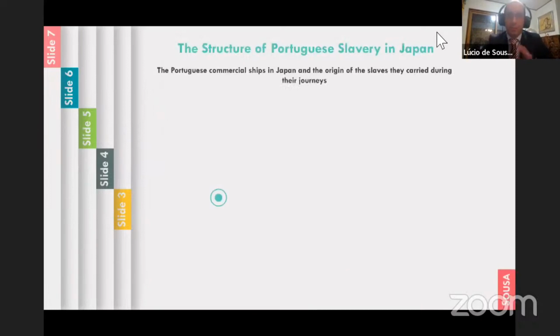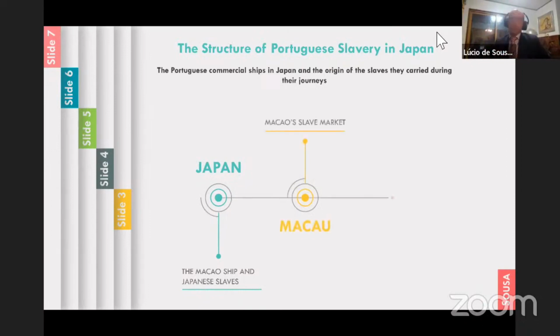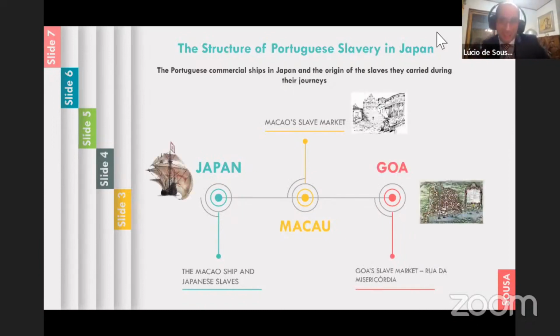So let's start by talking on the structure of the Portuguese slavery in Japan. There is a connection that is very important, but not very well studied. We have lists of merchants here, but we do not have the complete list of private merchants that traveled here. So we have the official list, but not the private list. I will try here to combine both. So there is an important connection that links Goa to Japan through the city of Macau.